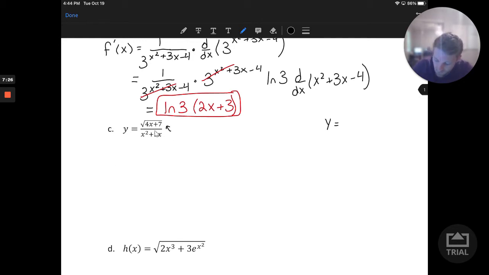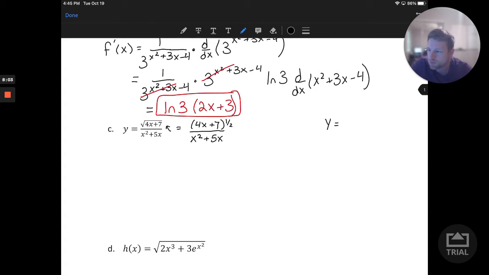We could rewrite here if we wanted to just get it started with a 1/2 power in the exponent. So if we rewrote this, we could say this is 4x plus 7 raised to the 1/2. That might be helpful later on. And then we have x squared plus 5x. So really we have kind of a power rule in the denominator, and then a chain rule in the numerator that we would want to take care of.